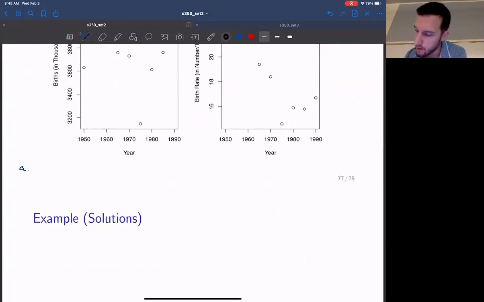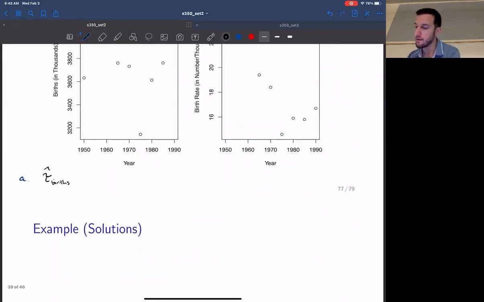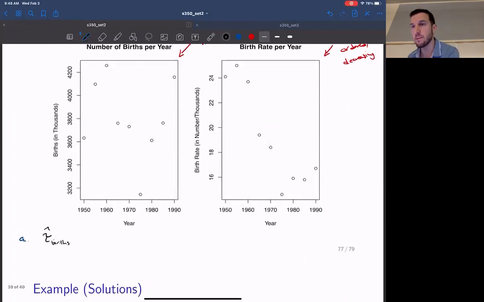So in part A, we want tau hat births. For this population, based off the scatter plot here, we can see that these measurements don't appear to have any order. So they look random. So in this situation, we can just use our traditional estimates. But for the birth rate, there appears to be an order. So it's a declining population. So in that situation, we would want to use this differencing approach. Sorry, I should have made that clear before.